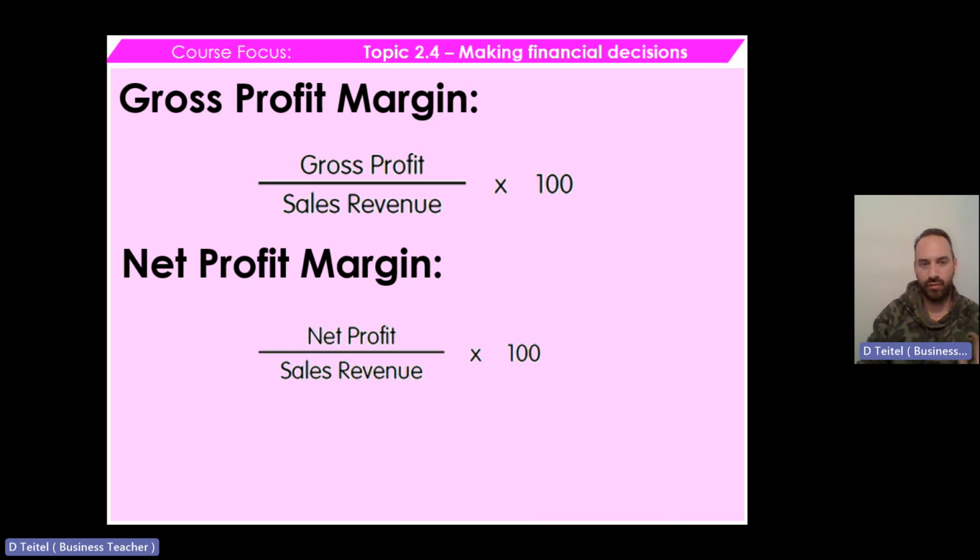So these are your 2 formulas that you need for your margins, and they're pretty much the same formula. One is just your gross profit divided by your sales revenue times 100, so you get that percentage rate. And net profit is the same situation, net profit divided by your sales revenue times 100. So it's quite easy to remember this one.